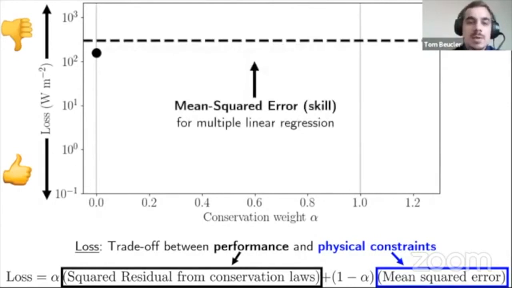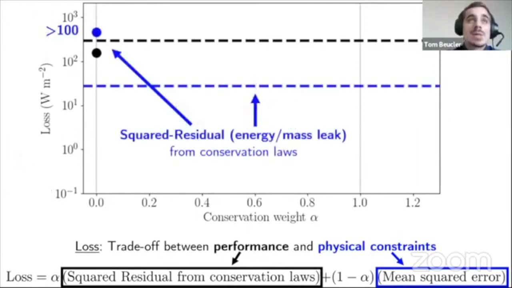First, if we look at a multiple linear regression, we should always start with simple examples. We can see that we do significantly better than a linear regression, as the y-axis uses a log scale, which is reassuring. It was useful to use a neural network to begin with. However, once we look at the squared residual from the conservation law, which is the energy or the mass leak, what we see is that the typical neural network violates conservation law so much that it does worse than a linear regression.